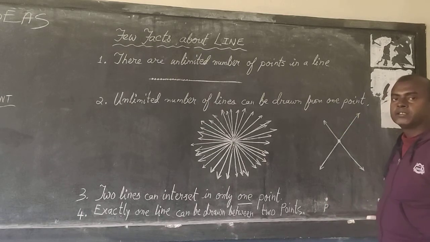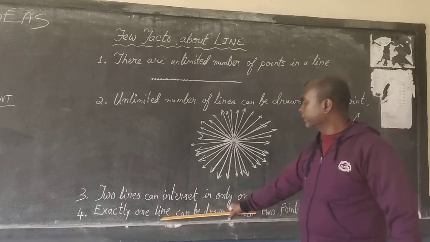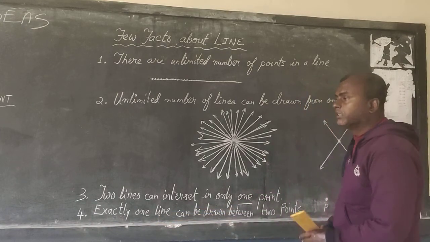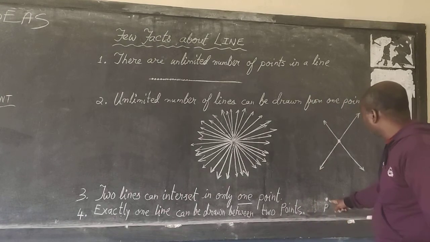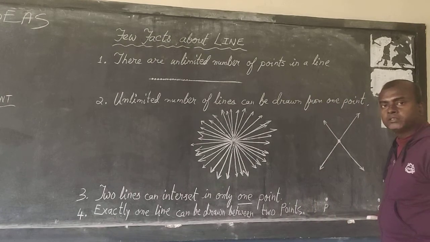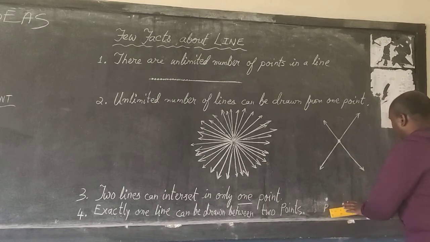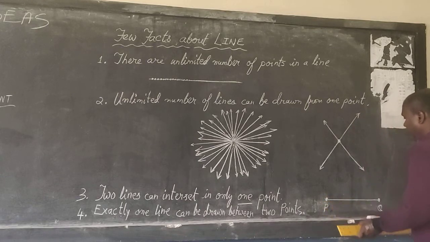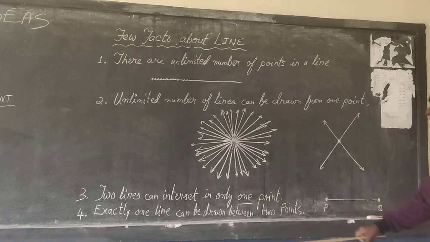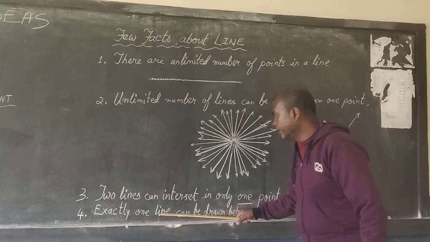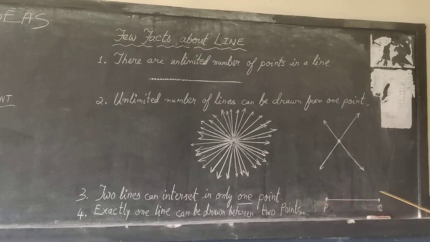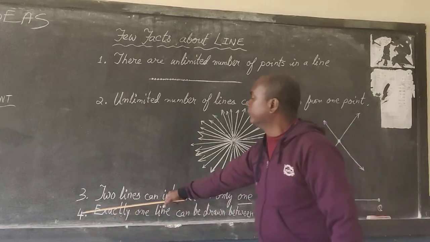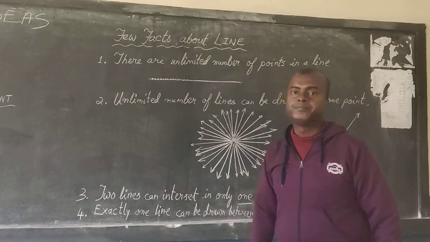Two points are there. And when I say line, what did I mean? When I say line, line means straight line. So how many straight lines can you draw between two given points? One only, and that is this. Only one line. See, it says only or exactly one line can be drawn between two given points. This is fact number 4 about line.